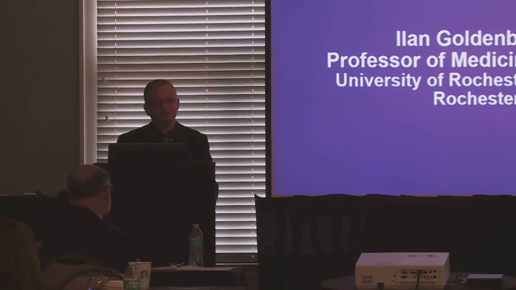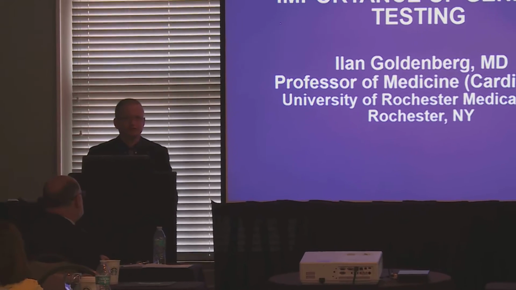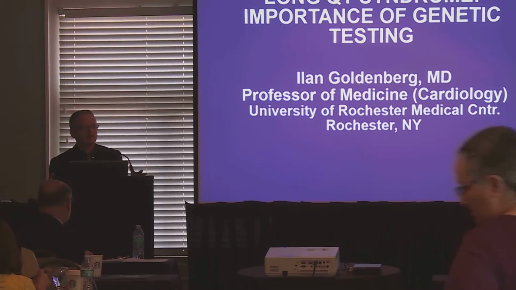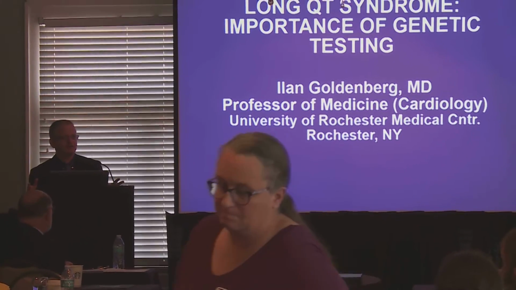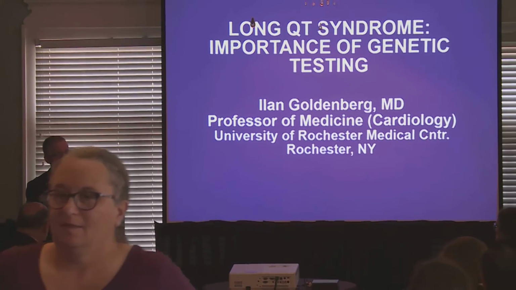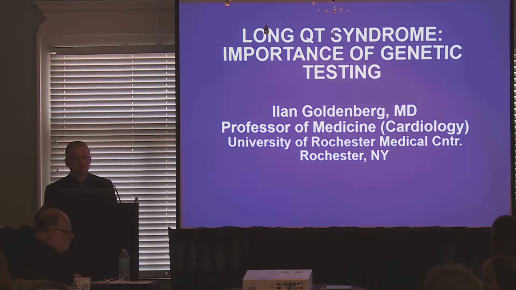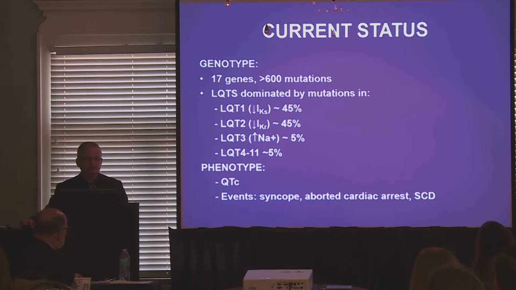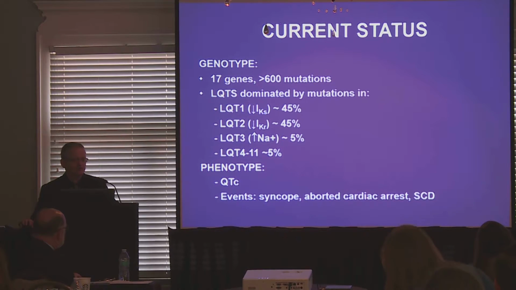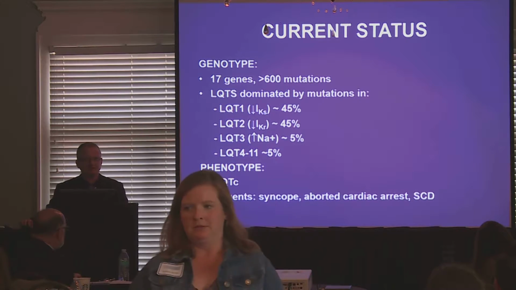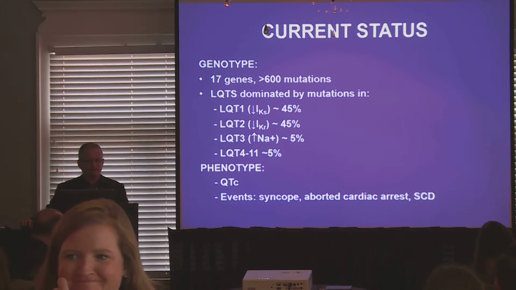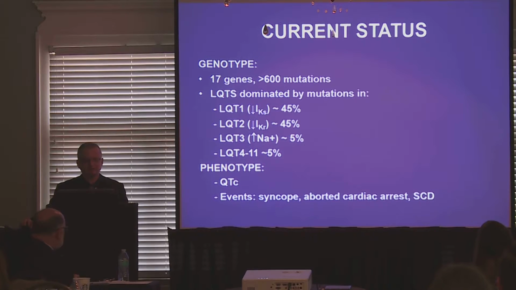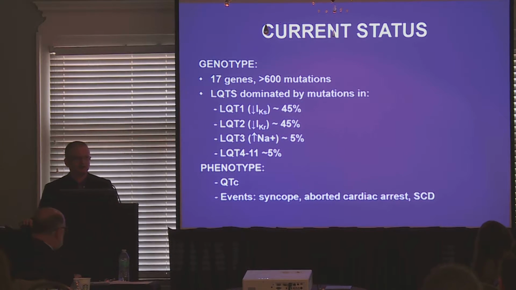So why is genetic testing important? Because we can diagnose LQTS from the ECG. First of all, I'm not going to discuss it, but 1/4 of LQTS patients have a normal QTc. So we need to know the gene, how to treat the patient, and why is that? For now, we have more than 17 genes, so a lot of mutations, but most of them are dominated by LQT1, LQT2, and to some extent LQT3, but LQT1 and 2 dominate most of the genes.